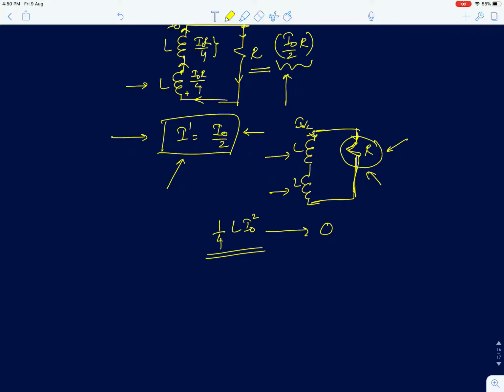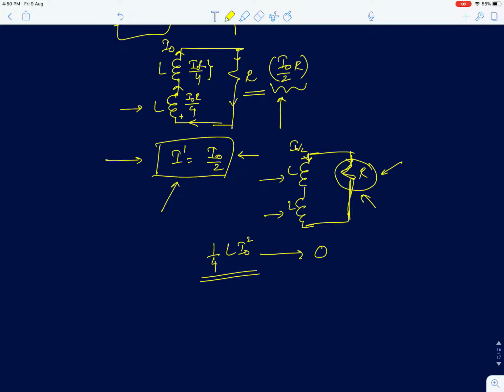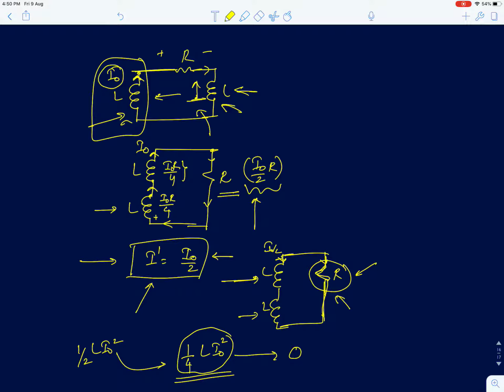Again, here we can actually show that the initial energy, which is 1 by 4 L I naught square, was reduced from the initial energy of half L I naught square, which was the energy contained only in this inductor before the switch was closed. The 1/2 reduction can be attributed to a parallel resistance here. You can assume some parallel resistance here and show that the energy gets dissipated across it.